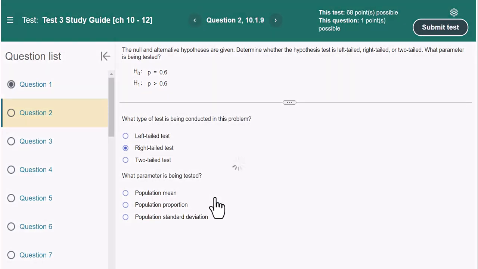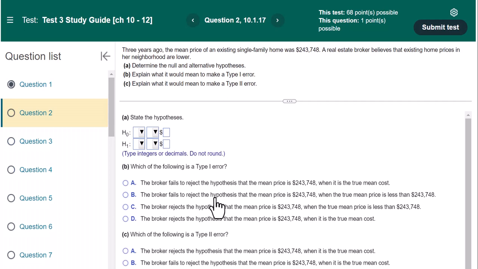Okay, so we're going to go to question 2 now. 3 years ago, the mean price of an existing single-family home was $243,748. The real estate broker believed that existing home prices in her neighborhood are lower. Lower means less than $243,748. So you will just use less here, and then you will put the amount, which is $243,748, and the same amount should be in the null hypothesis.